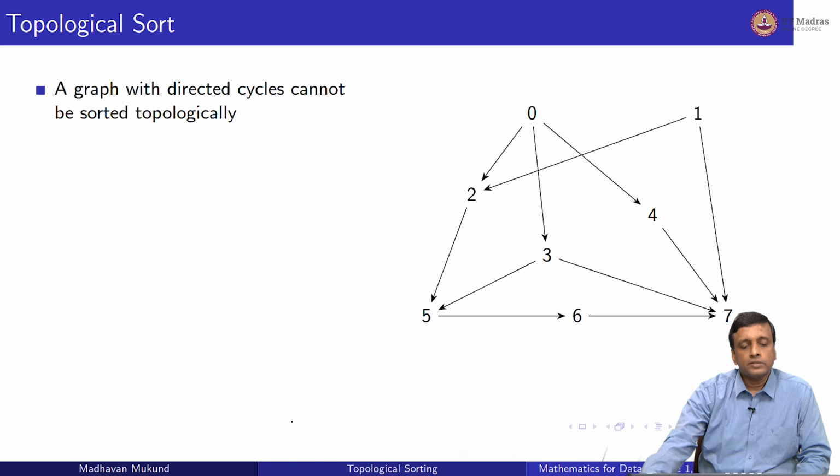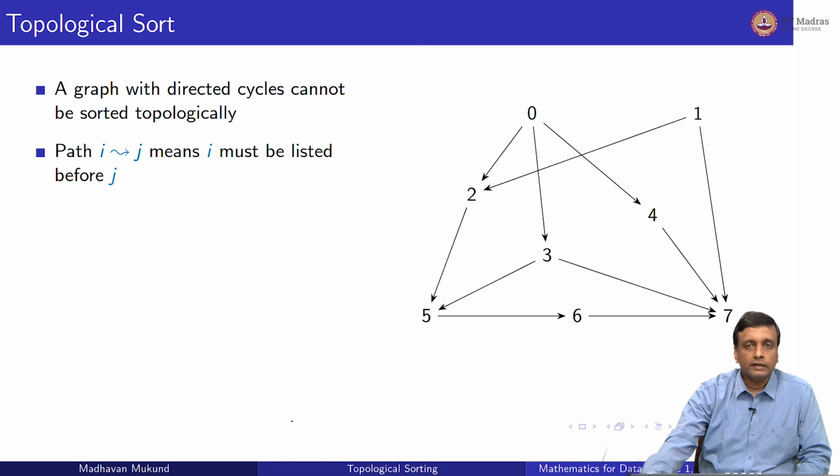So the first thing to notice is that if you have cycles, then you cannot do this, right? If you have a graph with directed cycles, we informally argued that if I depend on somebody else to finish and somebody else depends on me to finish, then we can't do anything because we're waiting for each other to finish. But formally, let us see what it means.